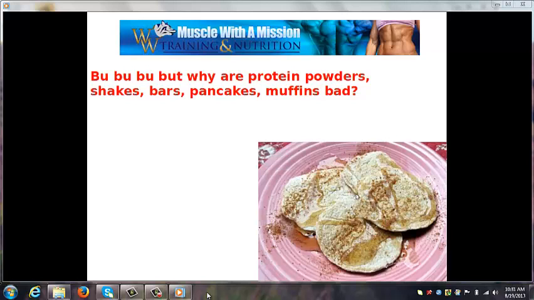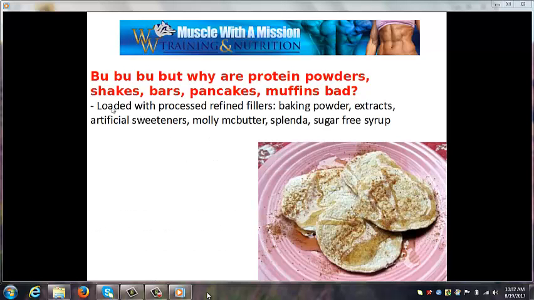The reason they're bad, and this is exactly what protein pancakes look like that I've had clients make, is they load them down with processed, refined fillers: baking powder, baking soda, extracts, artificial sweeteners, Molly McButter, Splenda, sugar-free syrup, sugar alcohols. Okay, so they load them down with all these processed and refined and artificial extracts.